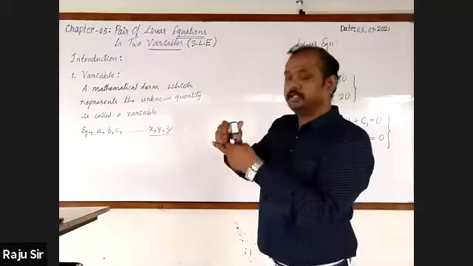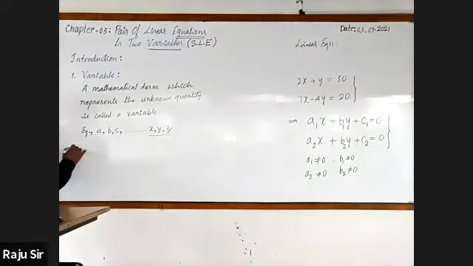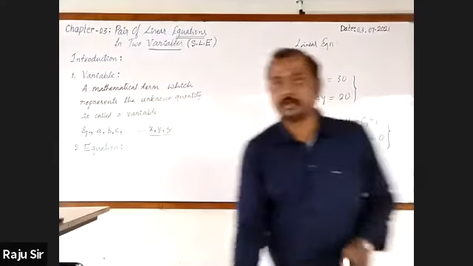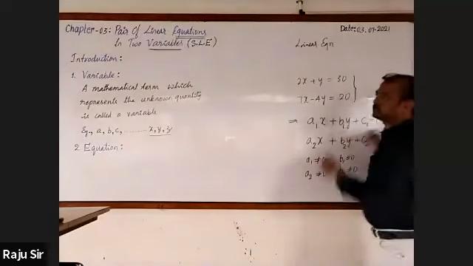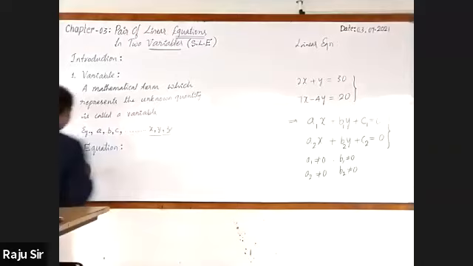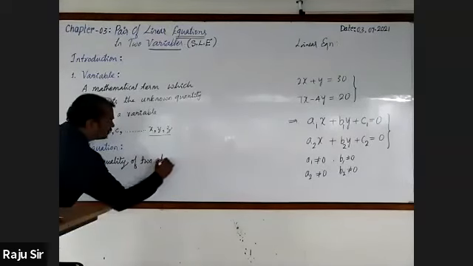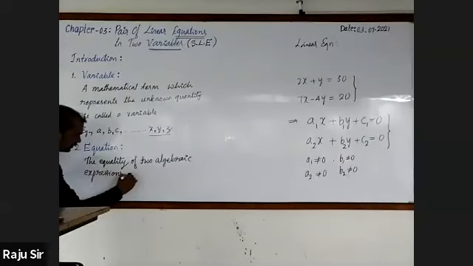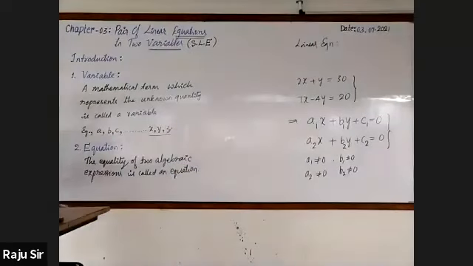Next, the second term is equation. An equation is the equality of two algebraic expressions. The equality of two algebraic expressions is called an equation.